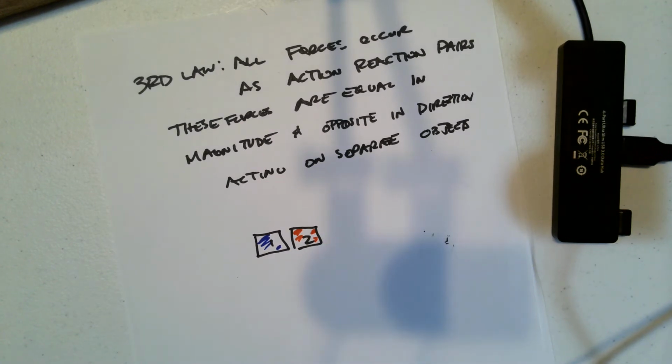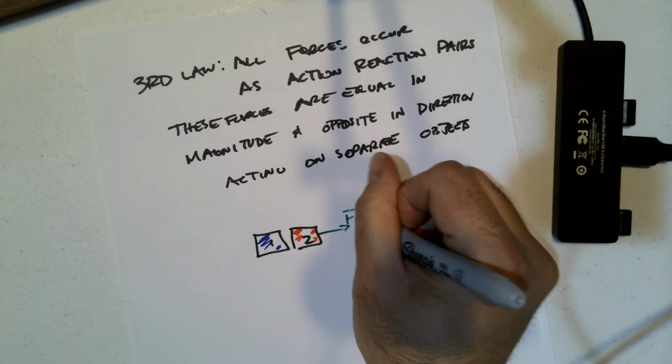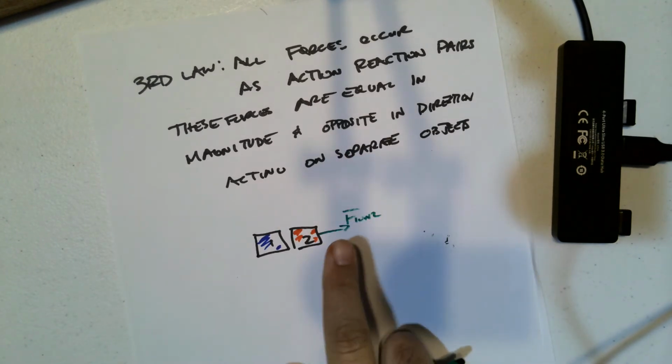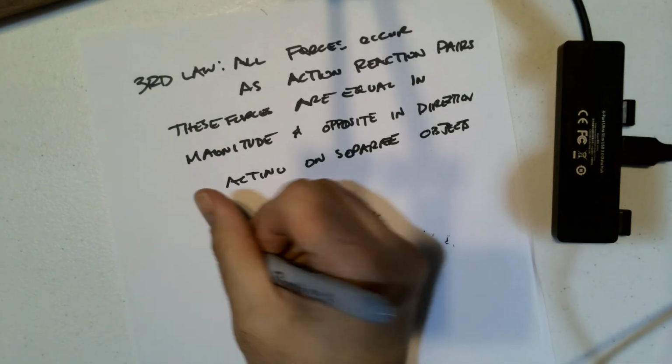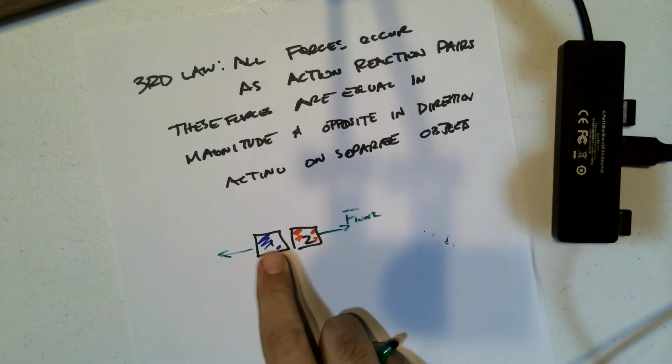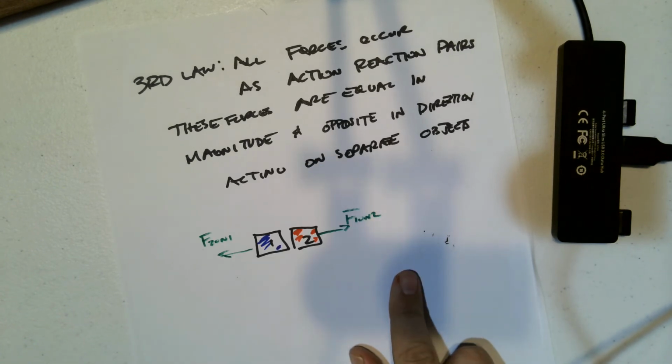But despite the fact that one did the pushing and one got pushed, we see a force here, F1 on 2, which would explain why this object would move to the right. But we see that this object also moves to the left despite the fact that it did the pushing. So we're going to call this force F2 on 1. And this is our action-reaction pair.